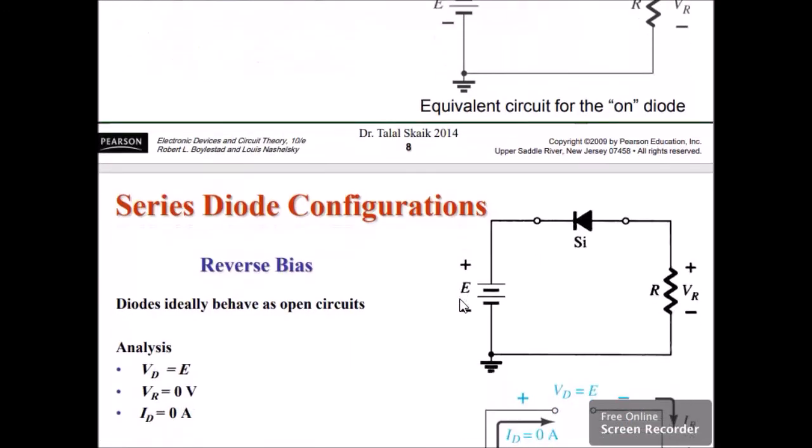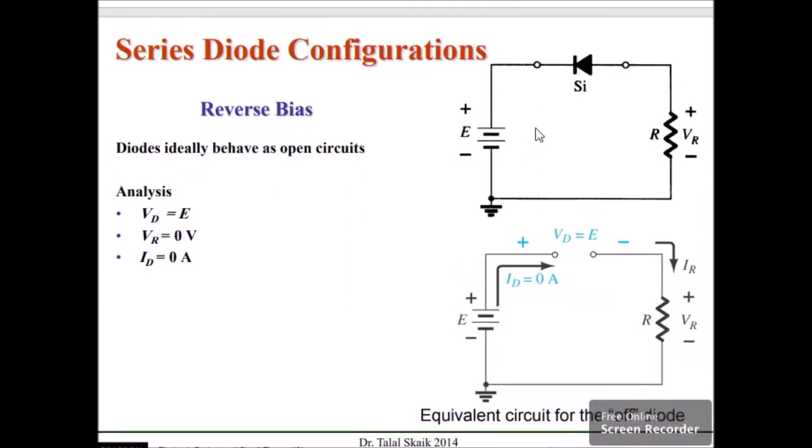Now, what if naka-series siya then na-reverse? What if ganito yung kanyang configuration? So again, first, determine mo muna yung current to determine whether naka-on or naka-off ba yung ating diode. So for this potential, our current is in this direction. Now if you notice, salungat siya sa ating direction ng ating silicon. Ibig sabihin, this is not conducting. So, parang open siya. Okay?